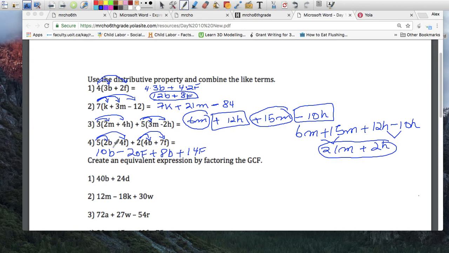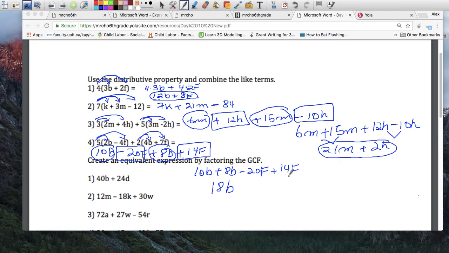So the 10b and the 8b are alike. I'm going to put them side by side here, 10b plus 8b, and then put a square around the 20f and the plus 14f, but it's not just any 20f, it's minus 20f, and the last one is plus 14f. Okay, so all my like terms are next to each other. I can combine these two. 10b plus 8b is 18b.